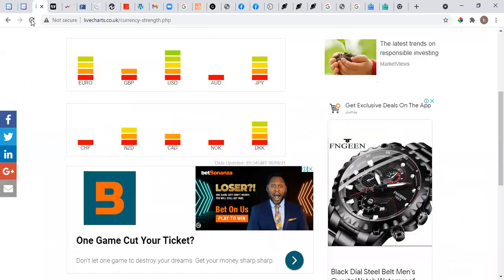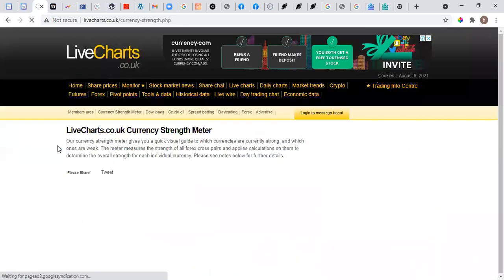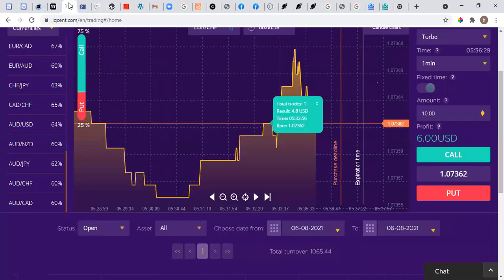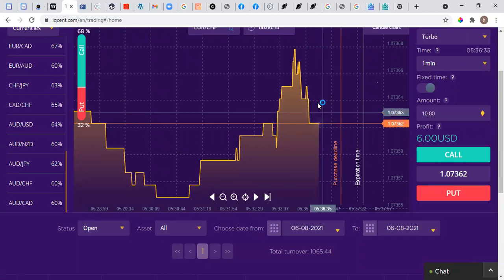Let me check CAD whether it has not gained strength. It has gained strength a little bit, but let me check again. Oh God. I hope you guys are learning. If you guys are learning, Euro CHF might come back to that area.